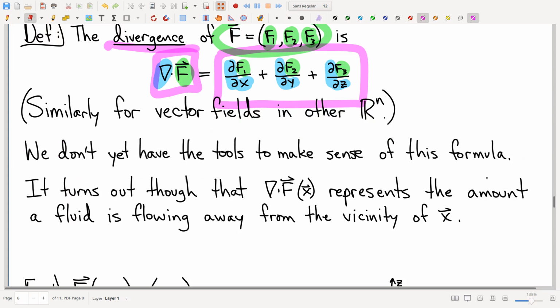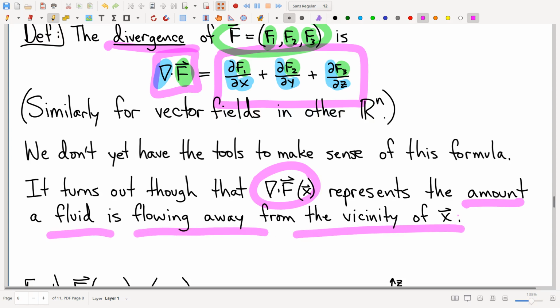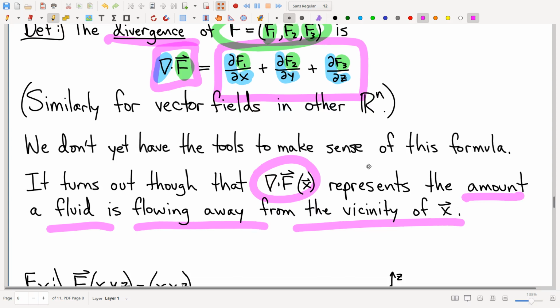It turns out, here's the answer. Divergence represents, roughly speaking, the amount that the fluid is flowing away from where we were looking at. To what extent is fluid flowing just generally outward as opposed to generally inward or something like that? I know that's very hand-wavy, and we'll make this more precise in chapters 6 and 7.